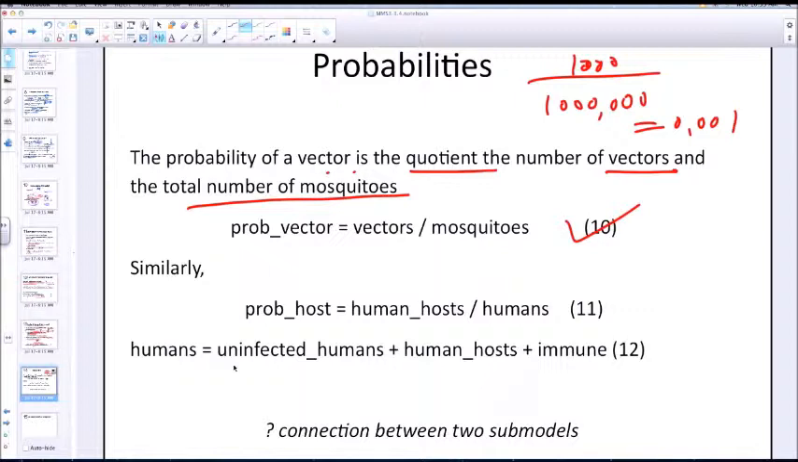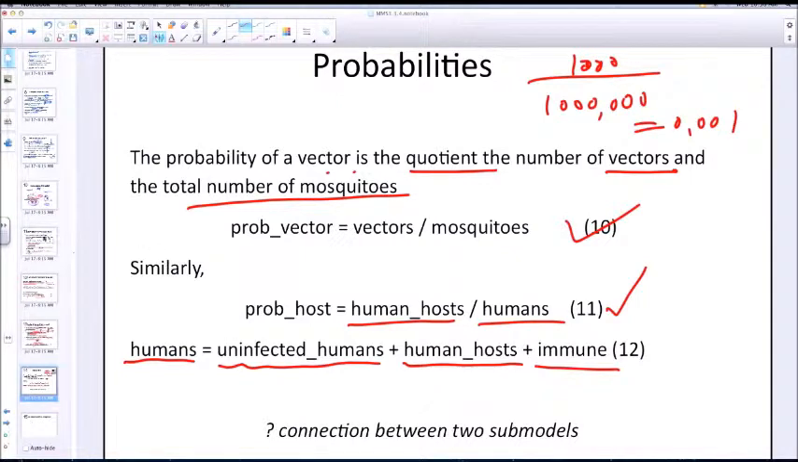And similarly, the probability of the human is a host equals the total hosts divided by the total human population. So that also makes sense. Now, number 12 is another trivial one. The whole human population equals uninfected human plus the human host plus the human immune. That's just like number 5. The total mosquito equals uninfected mosquito plus the vector.